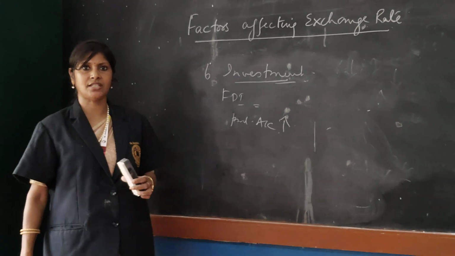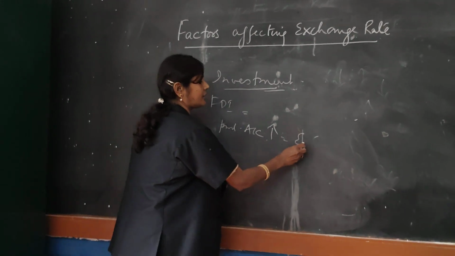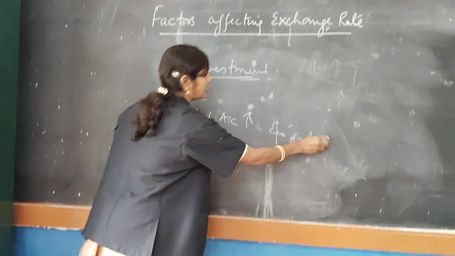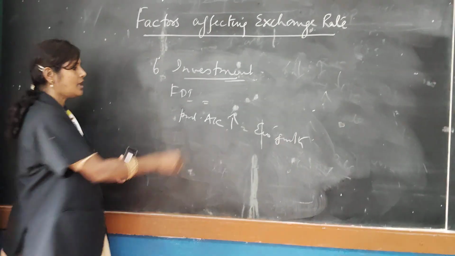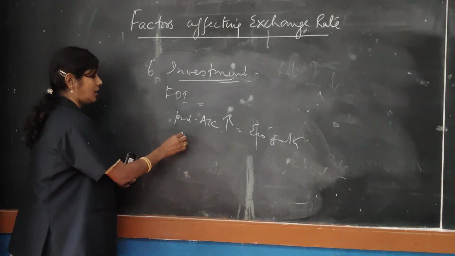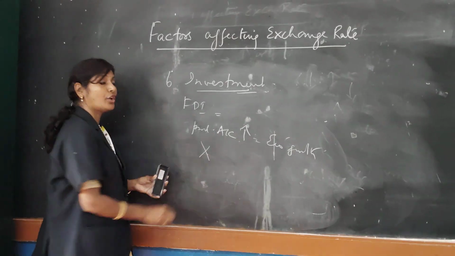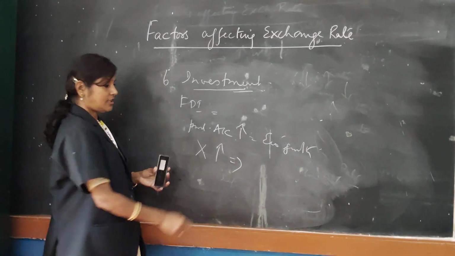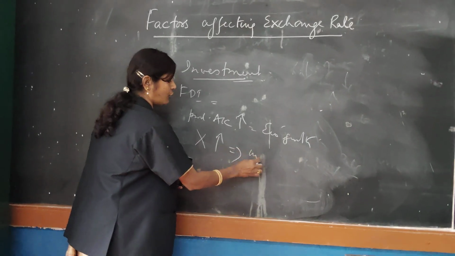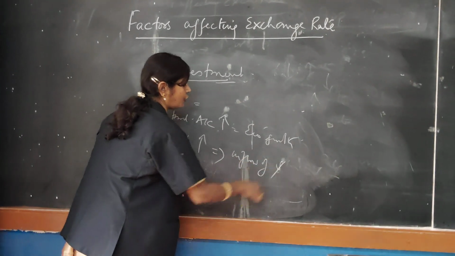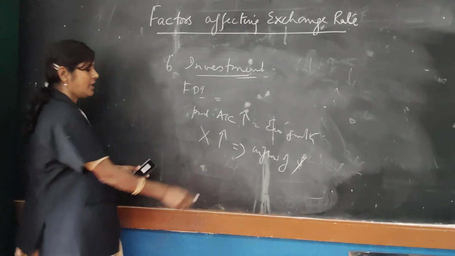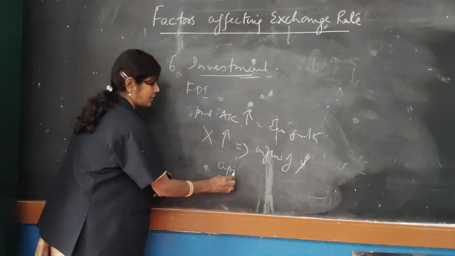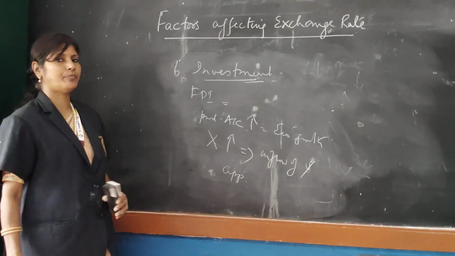When production activities increase, your economic growth increases. When the economic growth increases, there is a lot of activity going on in the export field. So when the export increases, there is an inflow of dollars. When there is an inflow of dollars, it will lead to appreciation. So these are the factors.